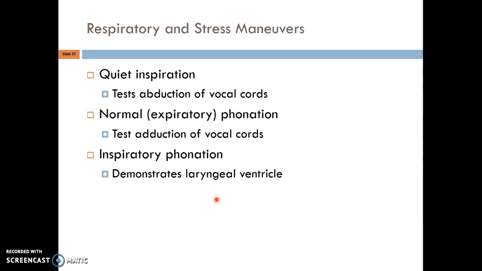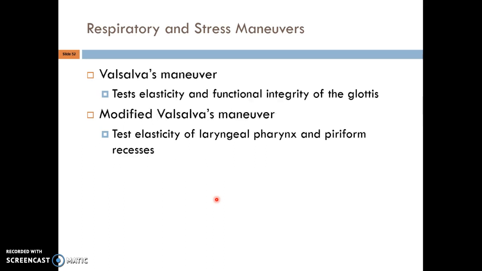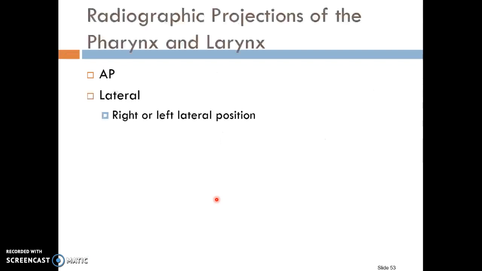So, the respiratory and stress maneuvers that will be done during imaging. Quiet inspiration: these tests are done to see the abduction of the vocal cords. Normal phonation, or making noise, will test the adduction of the vocal cords. And inspiration will demonstrate the laryngeal ventricles. The Valsalva maneuver tests the elasticity and the functionality of the glottis. The modified Valsalva maneuver will test the elasticity of the laryngeal pharynx and the piriform recesses.